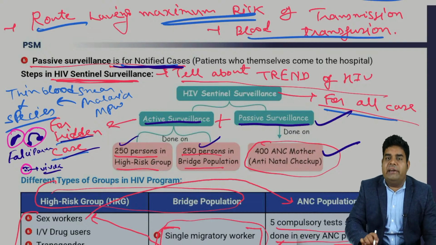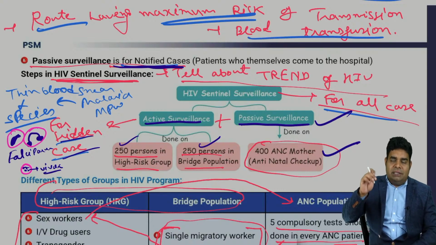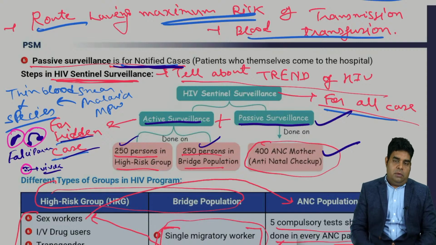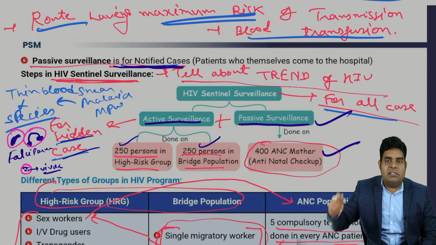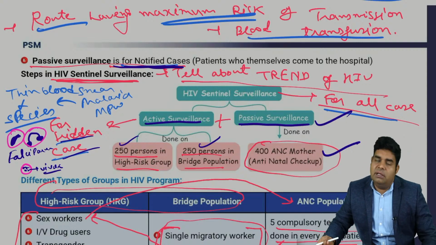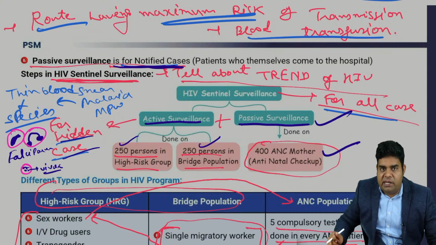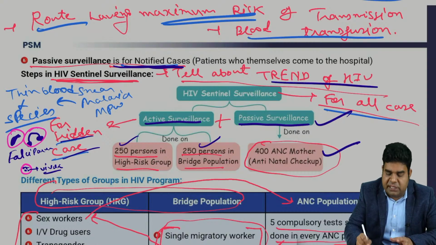And in these 900 people, if this year the prevalence of HIV came 0.2, and last year suppose it was 0.25, it means HIV prevalence is decreasing in Bihar. So every year we will test them and tell the trend of HIV.